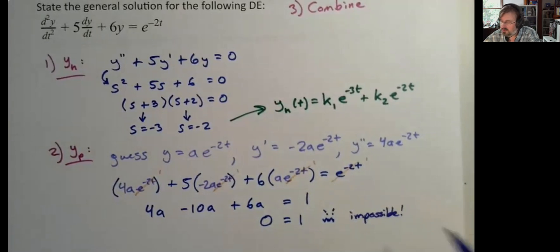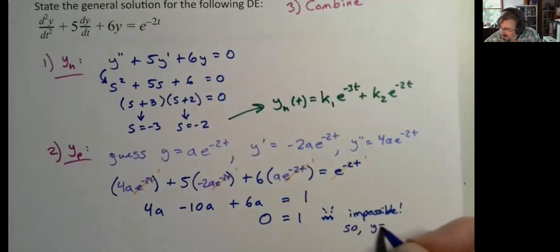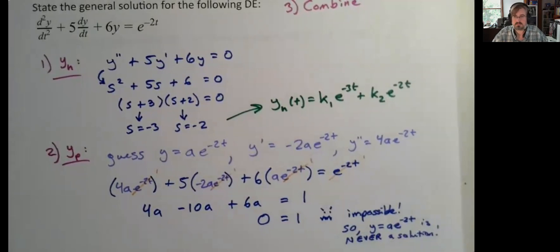And so if you ever run into a situation where substituting a value into an equation tells you something impossible, like 0 equals 1, then the only logical conclusion is whatever you put into that equation is not a solution. It doesn't work. So that means y equals a e to the minus 2t is never a solution. So what do you do when you have a bad lucky guess? You guess again.